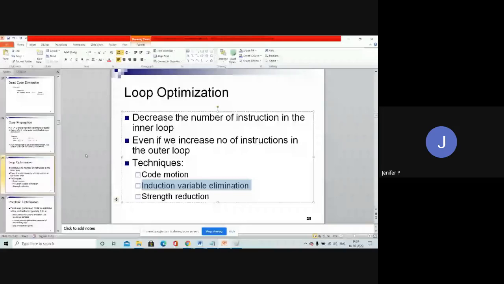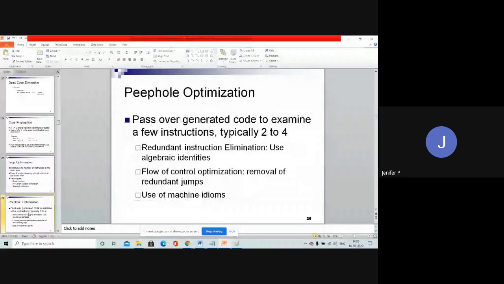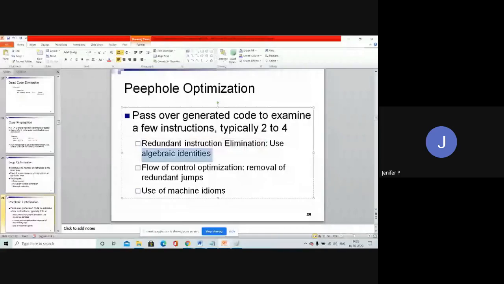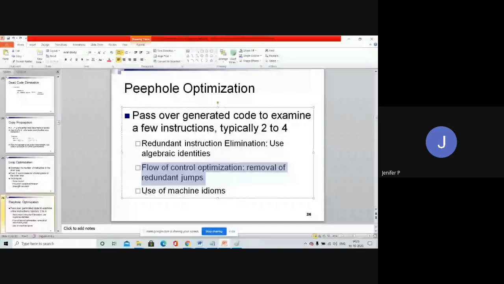And after that, peephole optimization, what I told you: we are considering a small set of statements, and from the small set of statements, we are finding the best, smallest. Okay, so that is called peephole optimization. Here the various peephole optimization techniques are redundant instruction elimination. Redundant means the same thing is repeated, so that can be eliminated. You are going to use algebraic identities, algebraic laws, commutative law, associative law, that can be used. Then flow of control optimization, so that unnecessary jumps can be avoided. Then you can use the machine idioms, right?